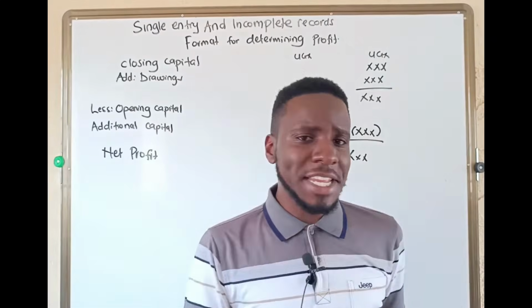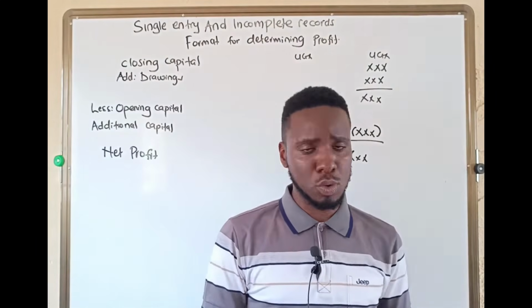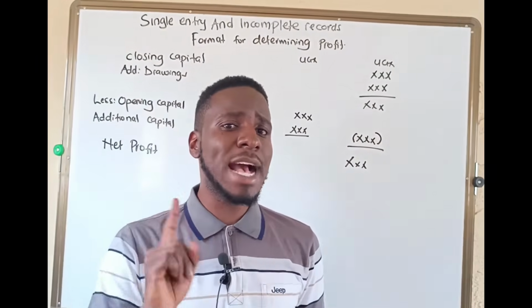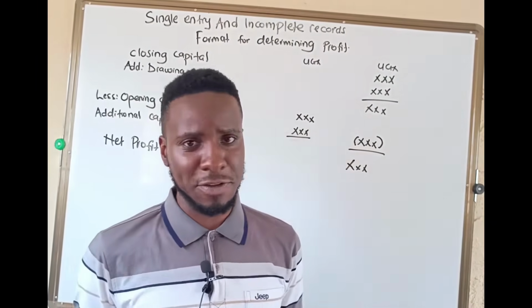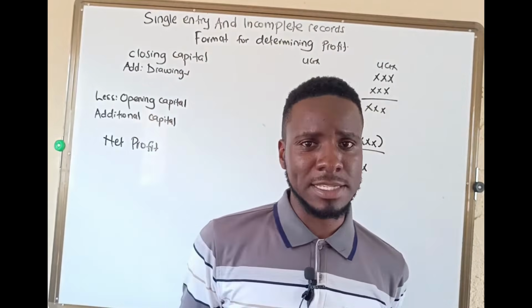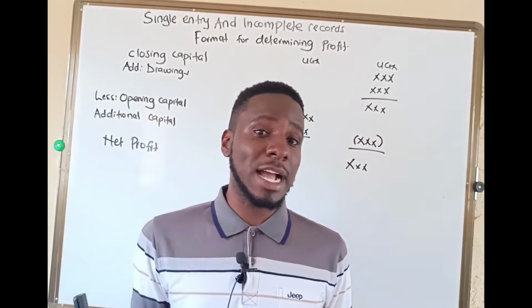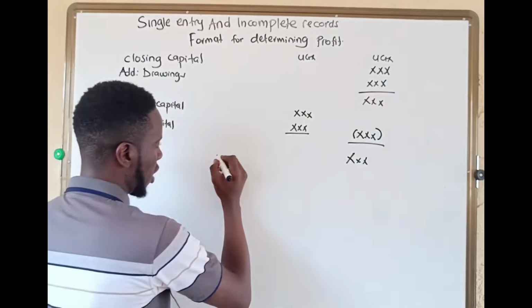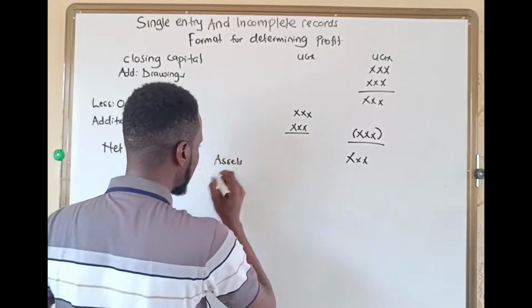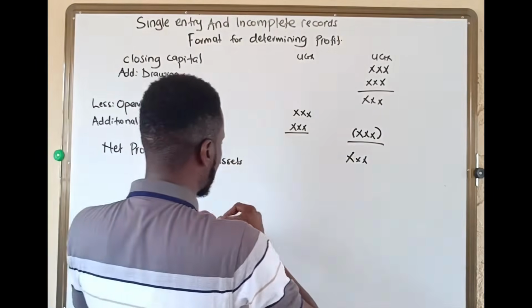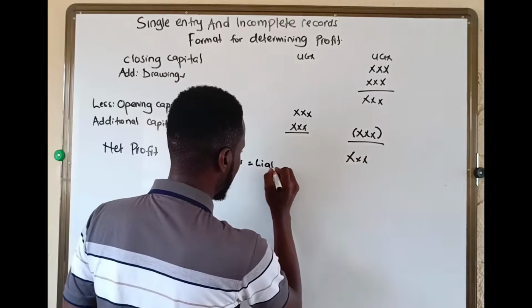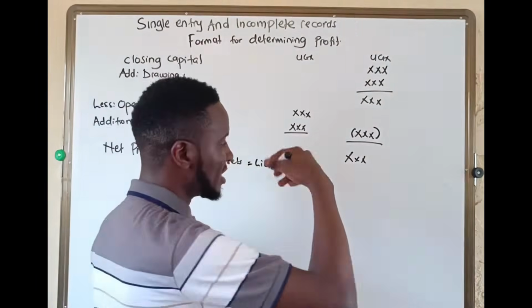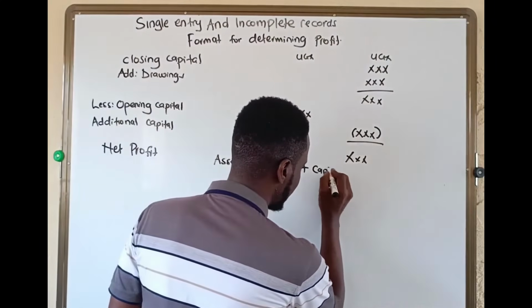So what do we need now for us to establish the closing capital and the opening capital? When it gets to that, we are supposed to prepare what they call the statement of affairs. What is the statement of affairs? The statement of affairs is actually the accounting equation. It looks like this. Remember, we agreed that assets equals liabilities plus owner's equity. In this instance, owner's equity is the same as capital.